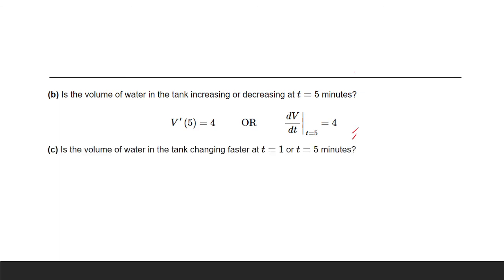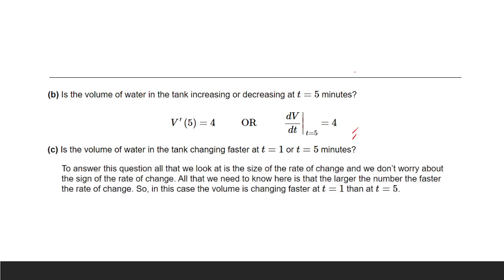Next, letter C. Is the volume of the water in the tank changing faster at t is equal to 1 or at t is equal to 5 minutes? Well, obviously, yung water natin sa tank is changing faster at t is equal to 1. Because at t is equal to 1, you are changing 12 units per minute. However, nung t at 5, it's just 4 units per minute. So, alin yung mas mabilis magbago?